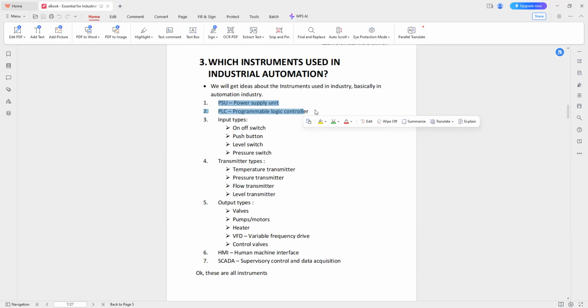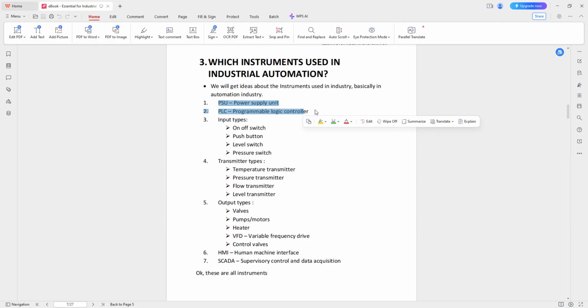Like pressure is 0, 1, 2, 3, 4 bar, 5 bar, 6 bar, 2 bar, 3 bar. Like flow, 100 meter cube per hour, 200 meter cube per hour, 1000 meter cube per hour. So this kind of values are there. Level transmitter means your tank is 0% full, your tank is 50% full, your tank is 30% full, right? These kinds of transmitters can be installed in different locations.